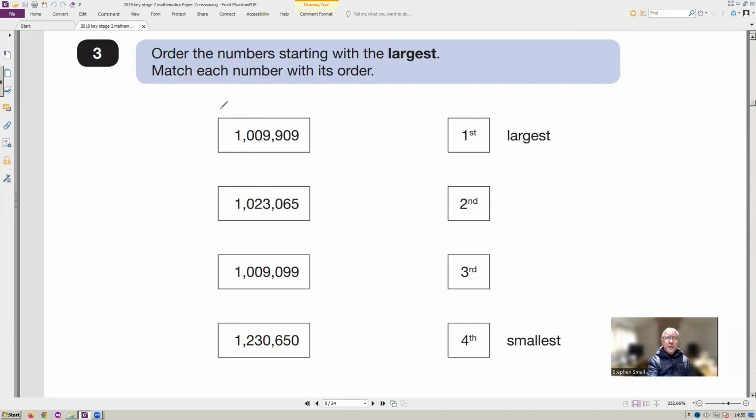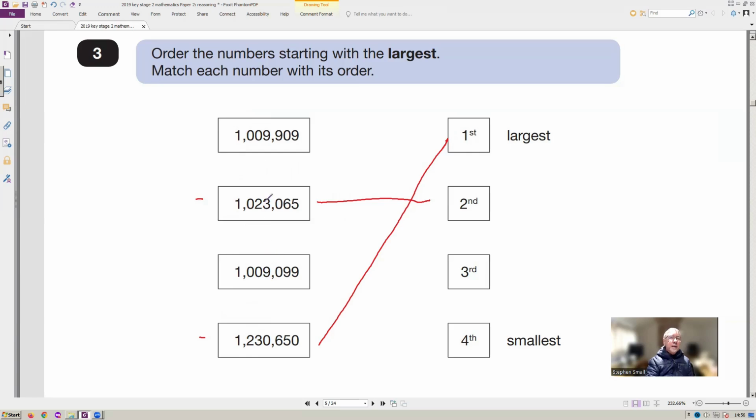Order the numbers, starting with the largest. Match each number with its order. So the way I like to do these, if we look at the first number, they're all 1, so that doesn't differentiate it. But we look at the second number, we see they're all 0 except for this one, which is 2. So that's clearly the largest, so we put that one up there like that. So that one's done. We now look at the next number, 0, 2, and a 0. So this one is the second largest number. So those two are done.